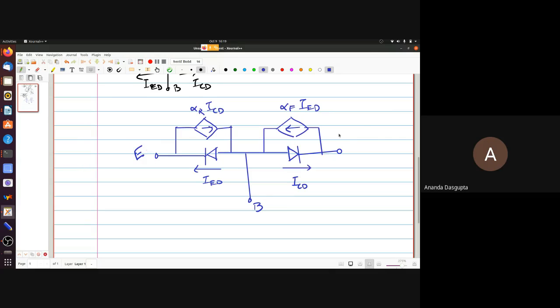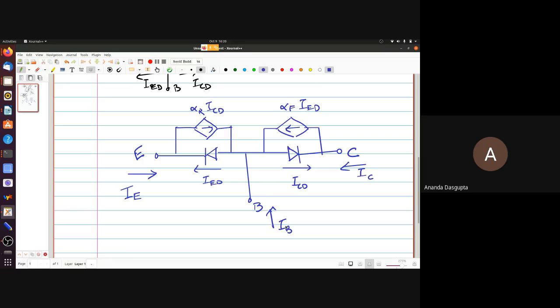The terminal E, this is the terminal C. Of course, by convention, the current flowing into the emitter is called IE, the current flowing into the collector is called IC, the current flowing into the base is called IB. Now this is just one convention which is used in many places, but not always.